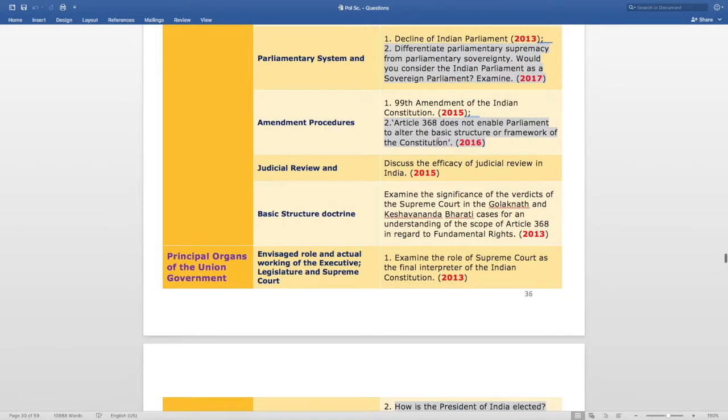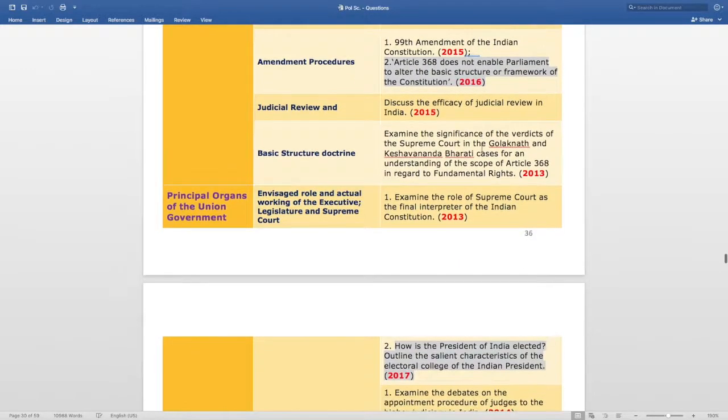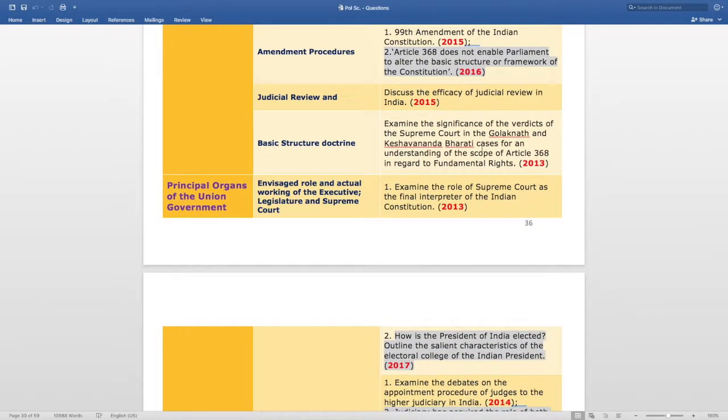The next subtopic is amendment procedures. The questions are: 99th Amendment of the Indian Constitution. This is asked in 2015. The next question is: Article 368 does not enable Parliament to alter the basic structure or framework of the Constitution. It is asked in 2016. The next subtopic is judicial review, and the question asked is: discuss the efficacy of judicial review in India.